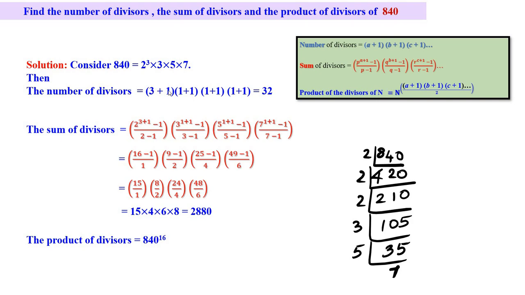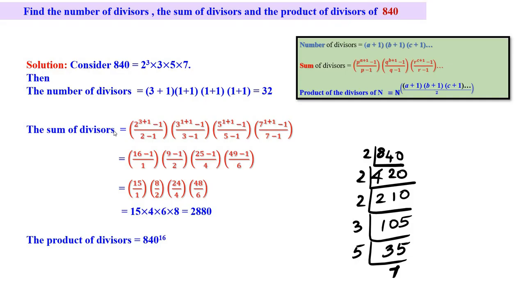A being 3, you have 3 plus 1; b is 1, so 1 plus 1; c also 1, d also 1. So you have 4 into 2 into 2 into 2. That means 8 into 4, that is 32. So the number of divisors of 840 is 32.